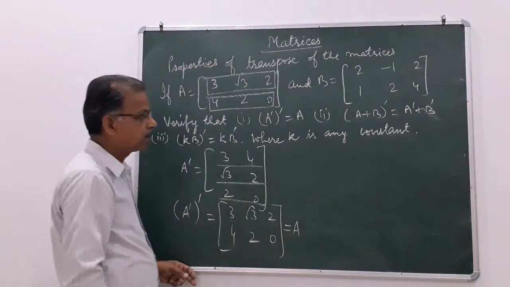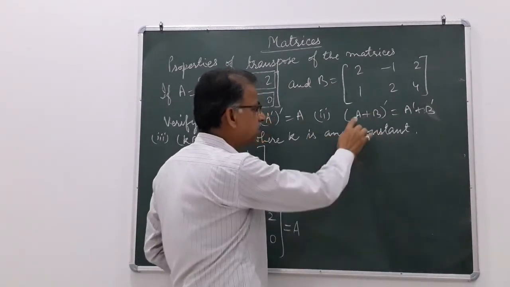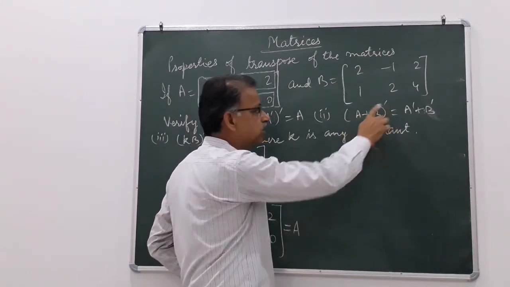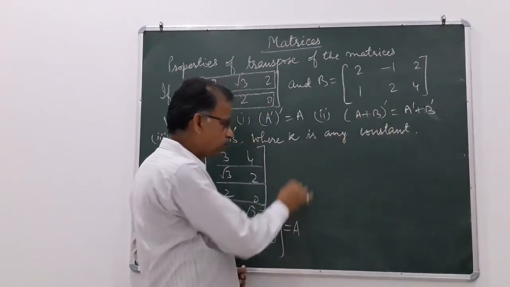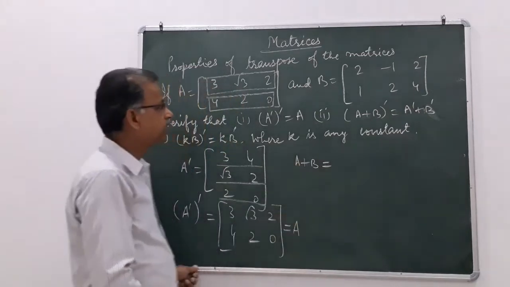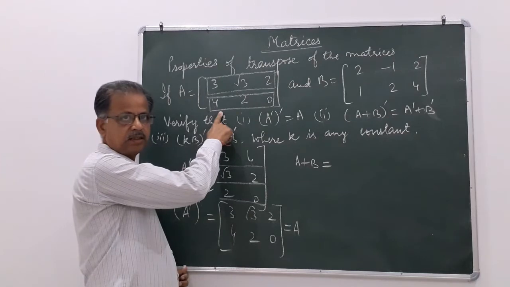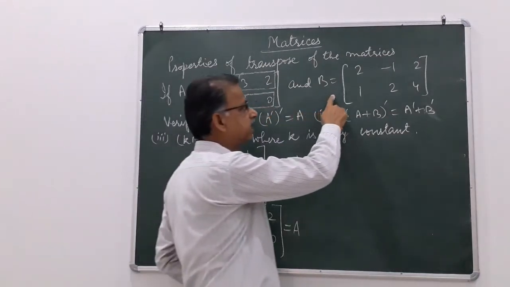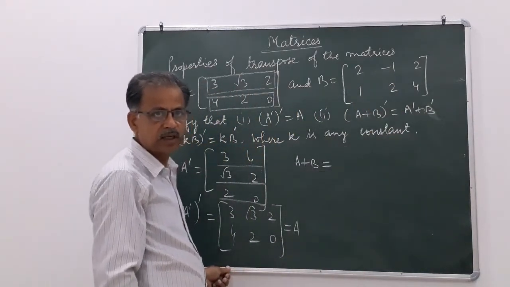Okay? Now we will prove the second part. Here in left hand side we have to find transpose of sum of matrices A and B. So first of all we will find sum of matrices A and B. We observe that order of matrix A is 2 by 3. This matrix has 2 rows and 3 columns, and matrix B has 2 rows and 3 columns. It means we can find sum of A and B.